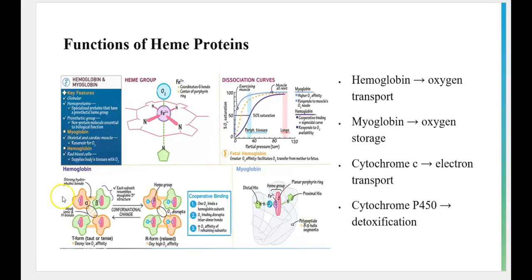This diagram shows the hemoglobin structure and function of both hemoglobin and myoglobin. Hemoglobin is in the red blood cell and the myoglobin is in the skeletal and cardiac muscle.